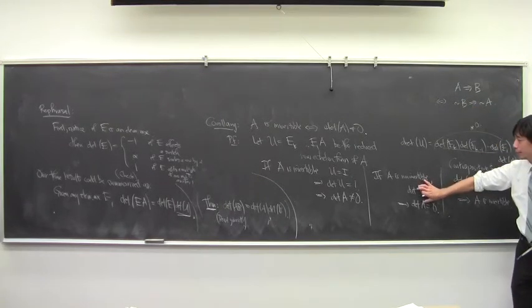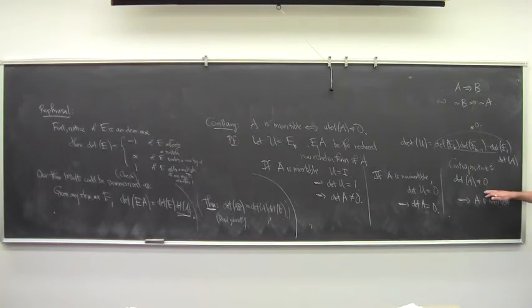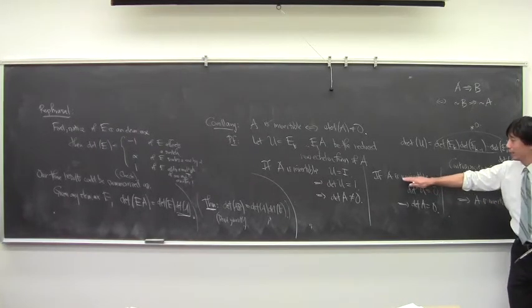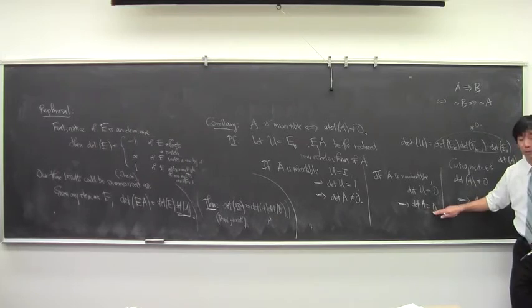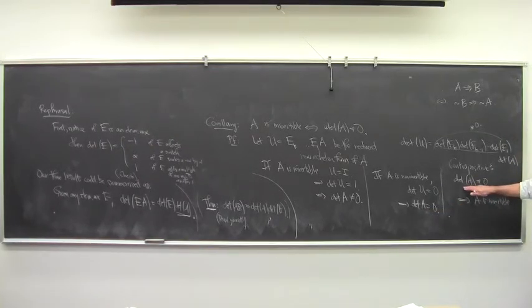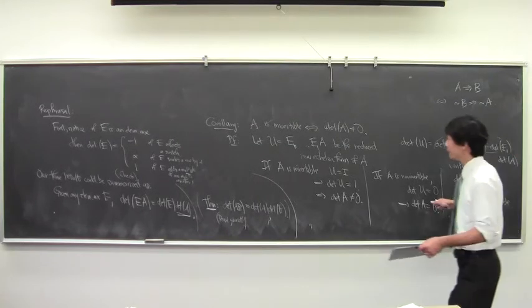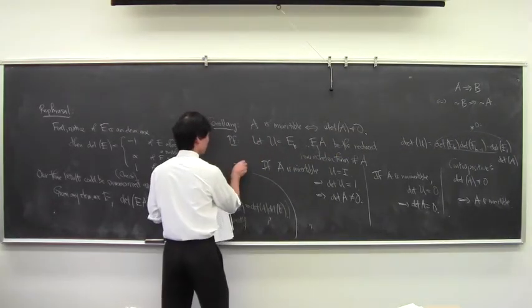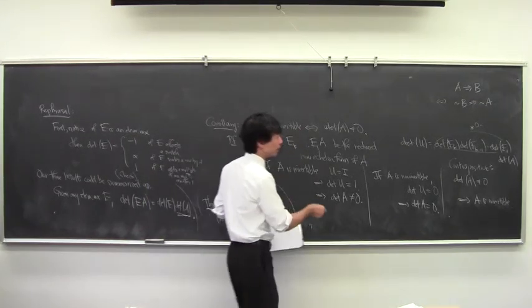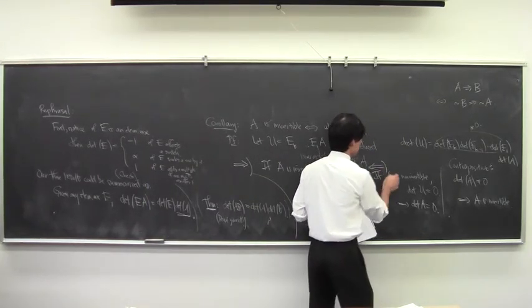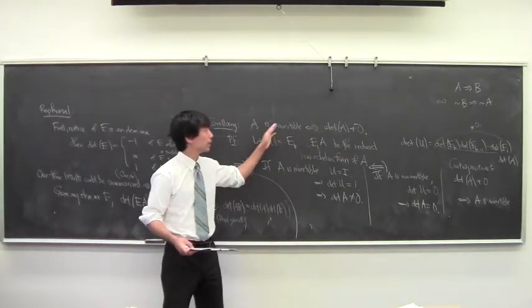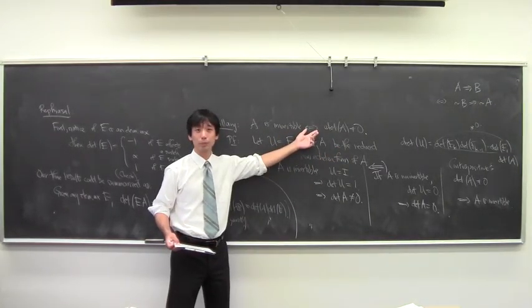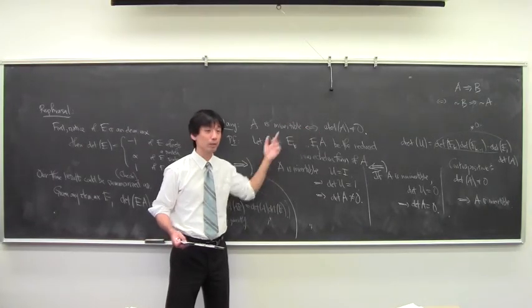So this thing is equivalent to its contrapositive: A non-invertible implies the determinant is equal to 0. That tells us the same thing as if the determinant of A is non-zero, then A is invertible. So that gives us the reverse direction. This part here is the forward direction, and this thing here is the reverse direction. And that's how you get both parts of the proof, both parts of the equivalence.